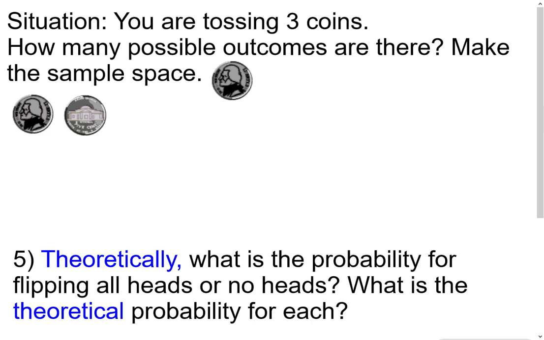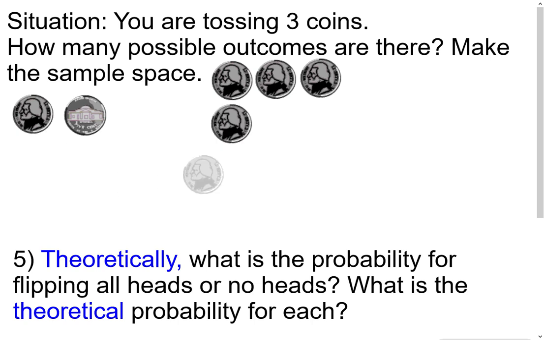So I could get a head, and a head. Think of it as my 3 flips of that coin, or those 3 coins flipped, and I ended up with heads, heads, heads. What else could happen? Well, I could get a head, and then a head, but then on the last one, maybe I get a tail.